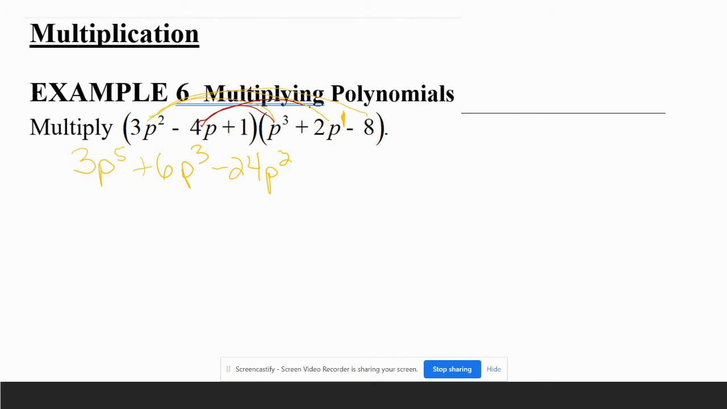Negative 4p, we're going to distribute to everything. Again, this is p to the first here. So negative 4 times 1 is negative 4. P to the first times p to the third, 1 plus 3 is 4. Negative 4 times 2 is negative 8. P to the first times p to the first, 1 plus 1 is 2. Negative 4 times negative 8 is positive 32. And then we have that p.